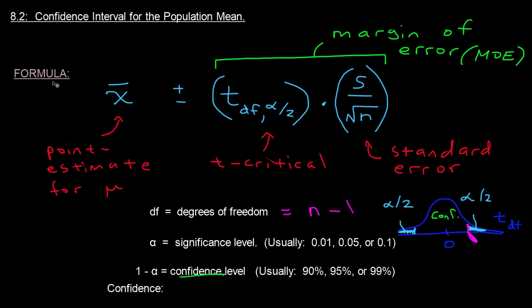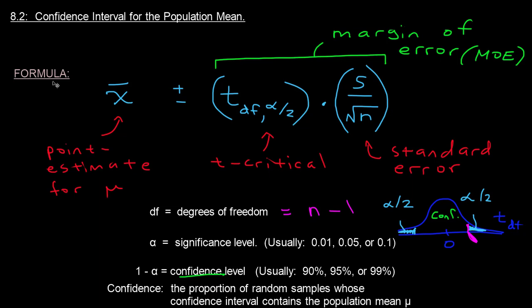What confidence refers to is the proportion of random samples in which the associated confidence interval will contain this parameter that we are estimating. So it is usually a larger percentage or proportion because we want to capture our parameter in this interval most of the time. So that is the formula that we're going to use for this chapter, and in the next video we will see a couple examples of how to use it. So get your t-tables out.